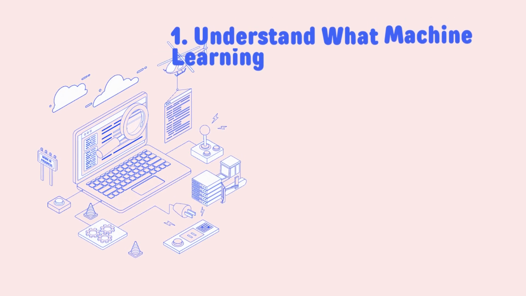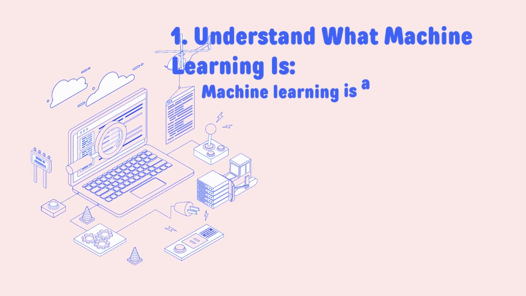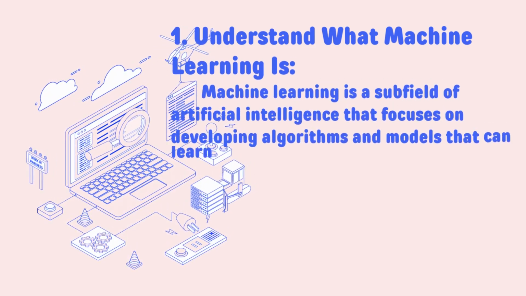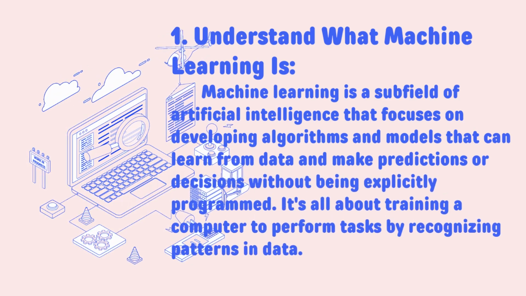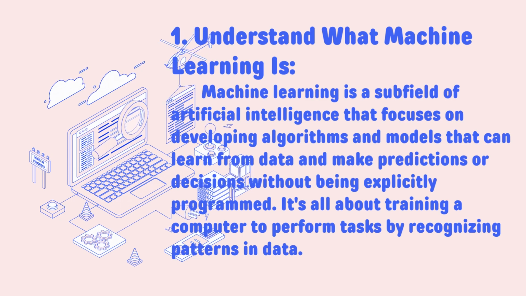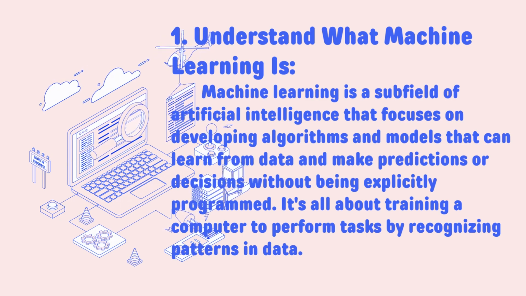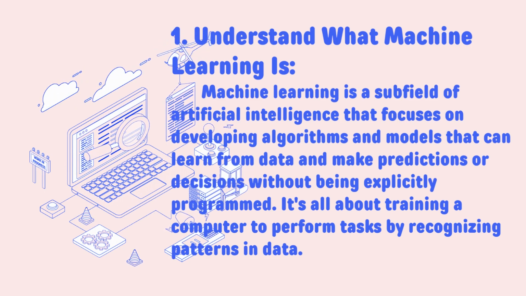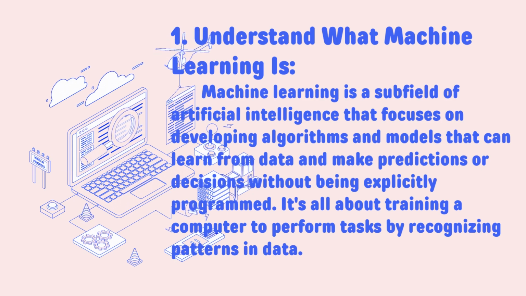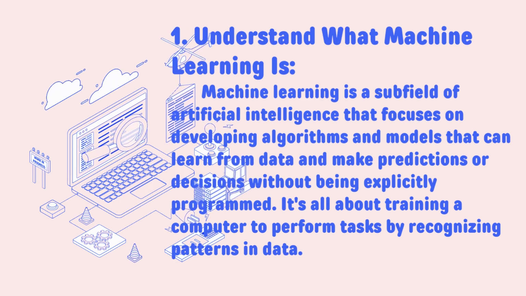1. Understand what machine learning is. Machine learning is a subfield of artificial intelligence that focuses on developing algorithms and models that can learn from data and make predictions or decisions without being explicitly programmed. It's all about training a computer to perform tasks by recognizing patterns in data.